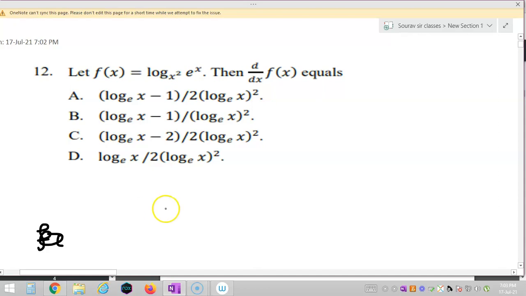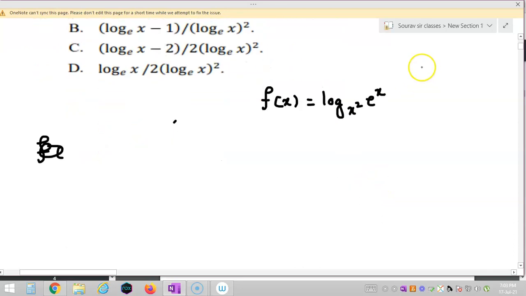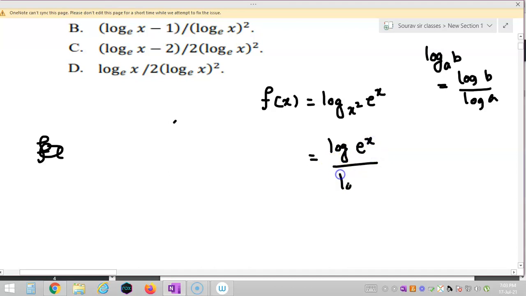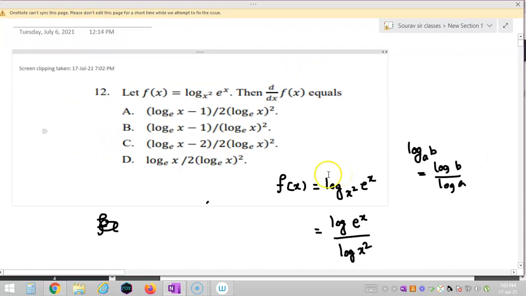So f(x) is equal to log of x square base e to the power x, right students? So I can write it. We know that log a base b can be written as log b by log a, where the base is e, so I can write it log of e to the power x by log of x square, right students? I can write it.